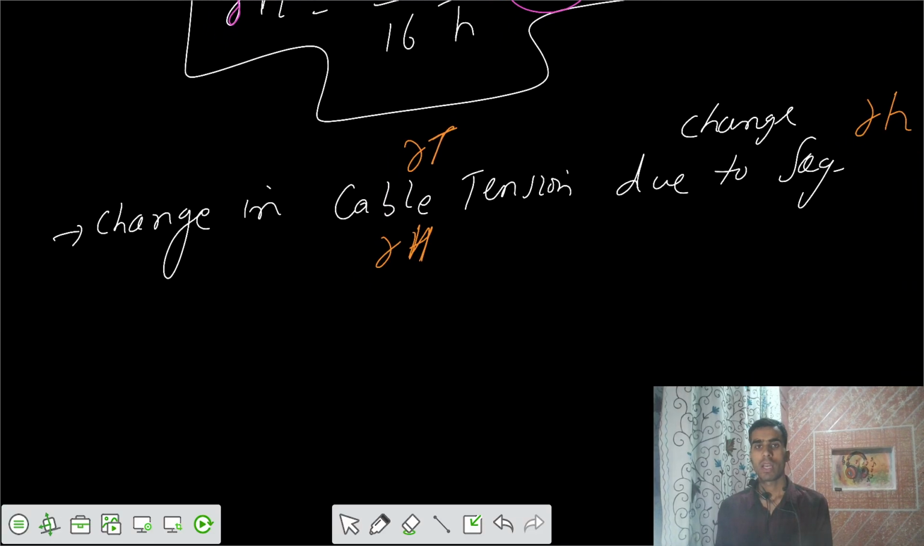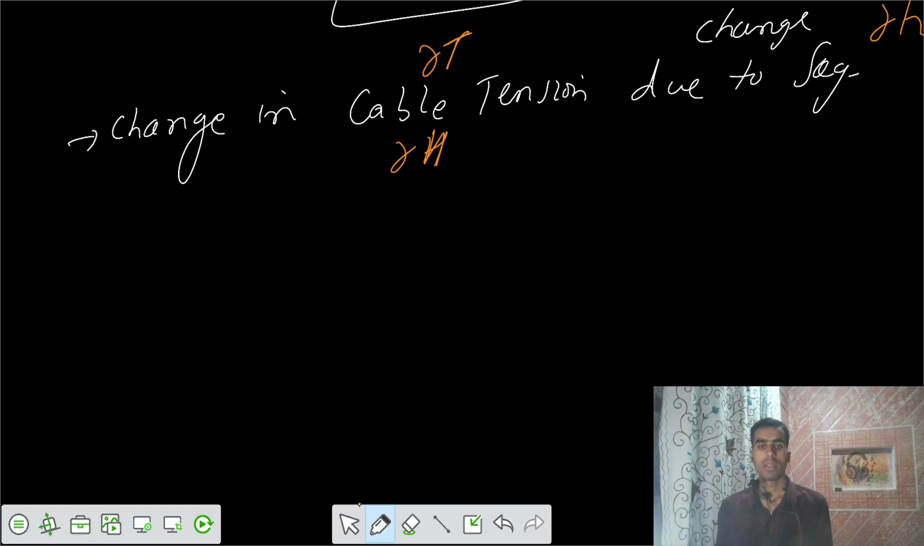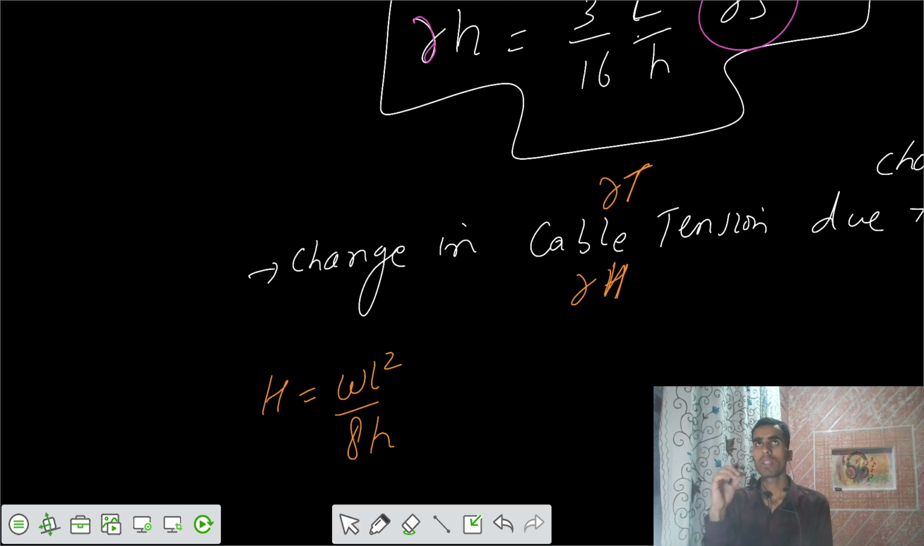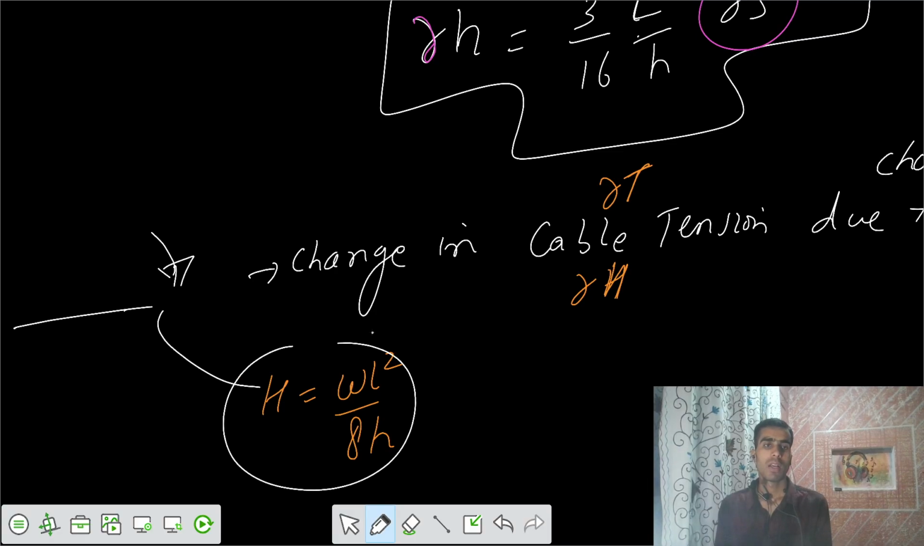So I would say if I have the equation H equals wL² by 8h, all these data we are deriving for the parabolic symmetric profile. You have to ensure that the profile is a parabolic profile. This equation is valid for a symmetric profile, when the UDL was acting and the two supports were at the same level, such that the profile developed was a parabolic symmetric profile. And for that we have H equals wL² by 8h.